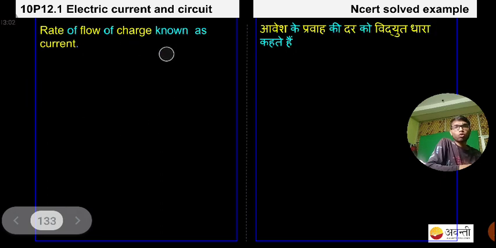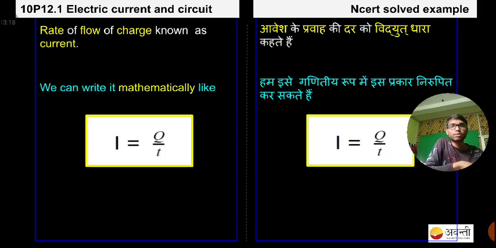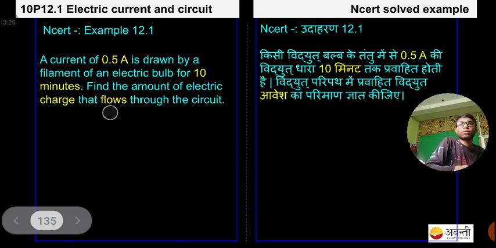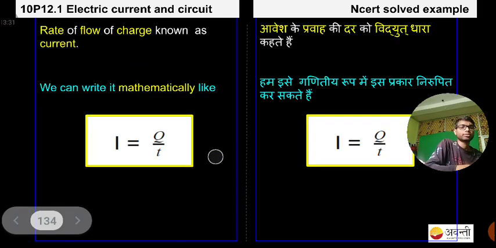Rate of flow of charge is known as current. So we can write it mathematically like this: current is equal to charge in coulomb upon time T. We have an equation based on this.